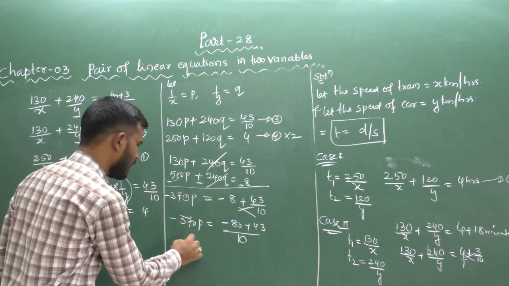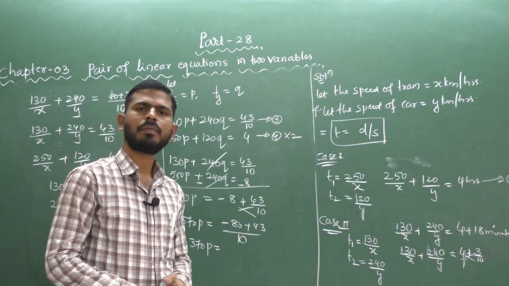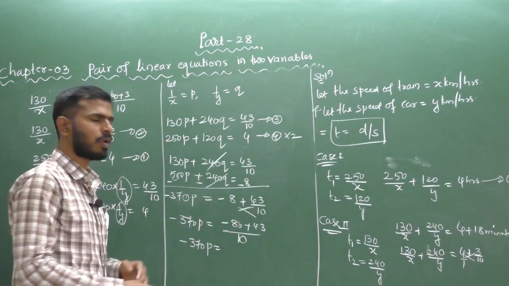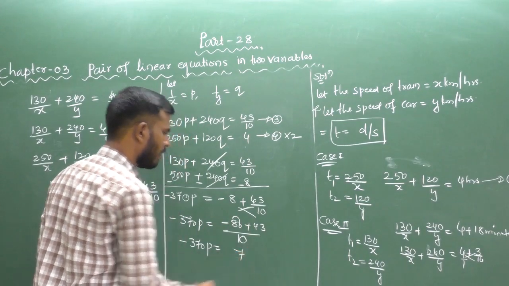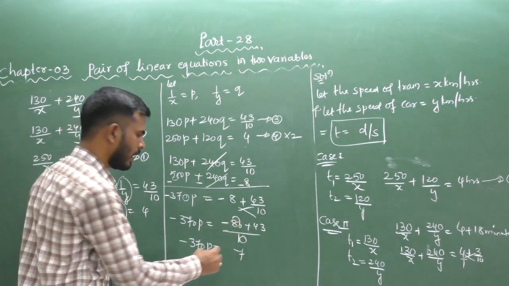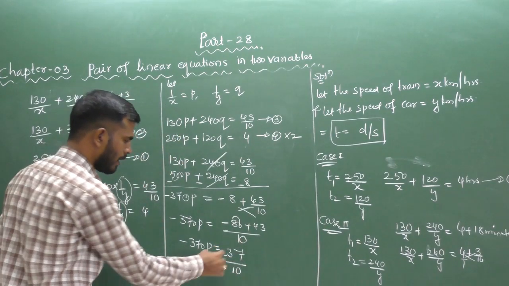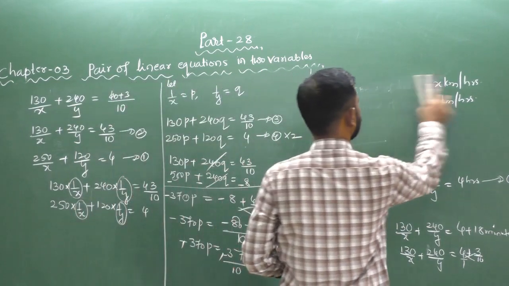Now we have to simplify, which means we get 370p equal to 80 plus 43, minus. Greater minus smaller: take carry, 10 minus 3, that is 7. Here 7 minus 4, that is 3, divided by 10, is minus. So minus minus get cancelled. Next step, I am writing here, look at here.